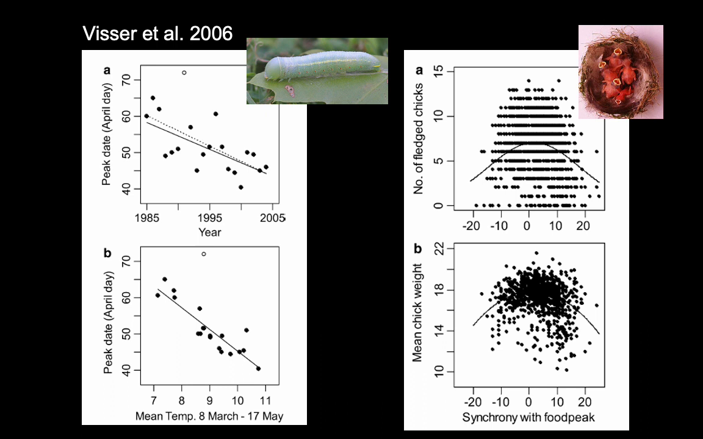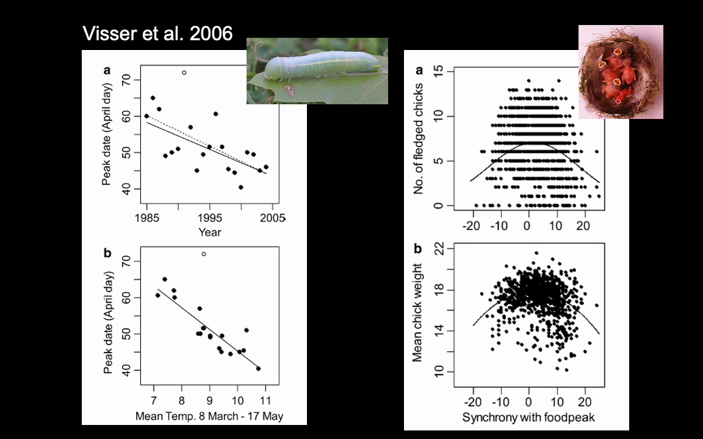Number of fledgling chicks in the top graph here. And we're taking a look at the synchrony with food peak. And so what we see here is on the x-axis, if you're negative, that means that they were too early. And if you're positive, that means that the nestlings were too late and they missed the peak. And so we can see here for the number of fledged chicks, and this would be per pair, we're getting all the way up to about 12 or 13 nestlings, which is pretty good.